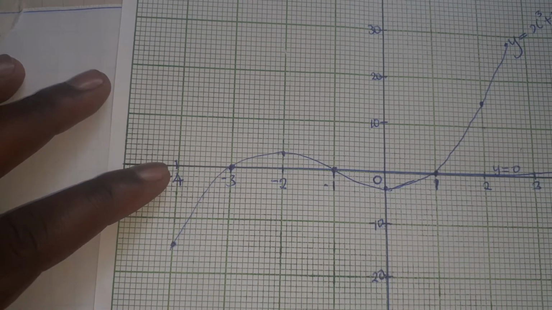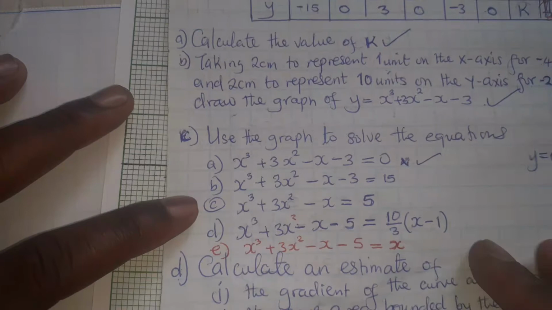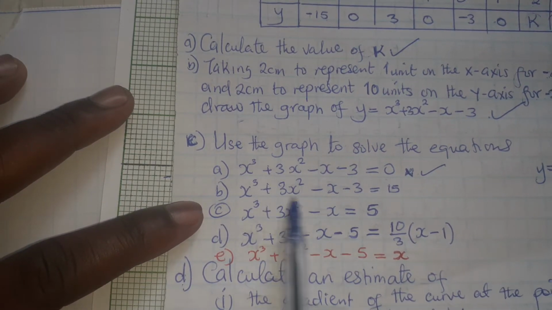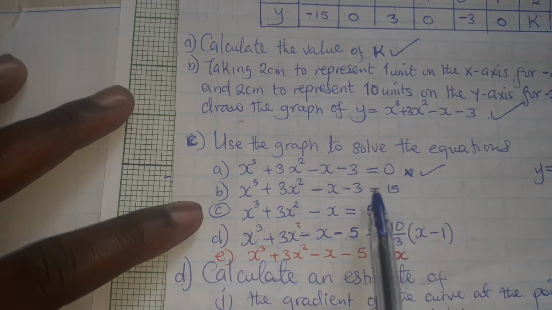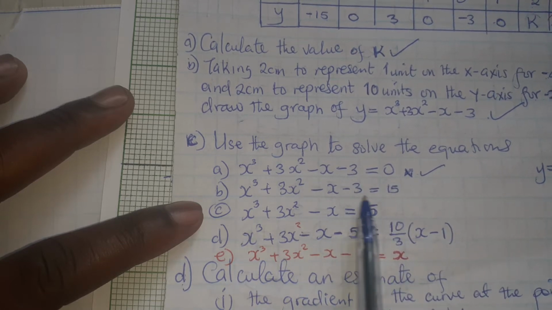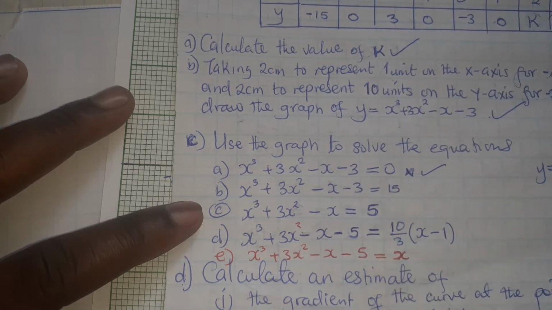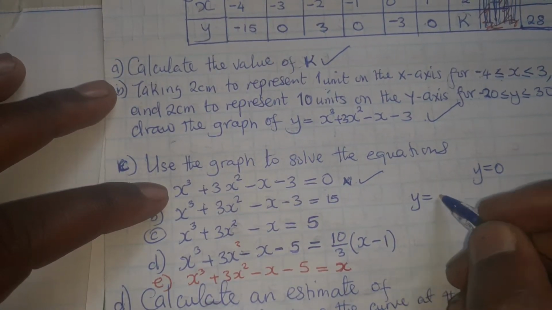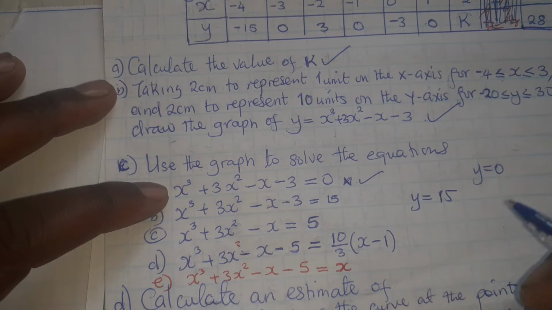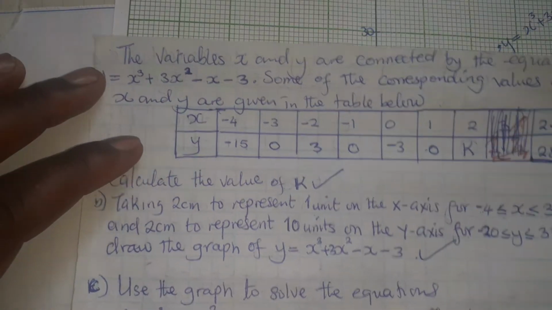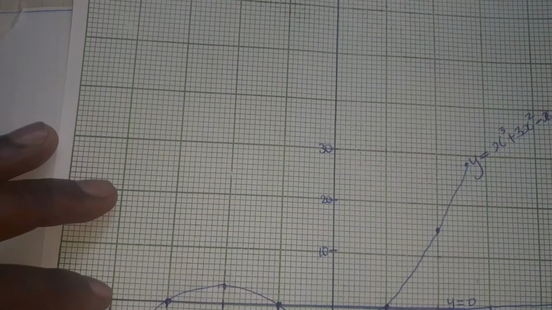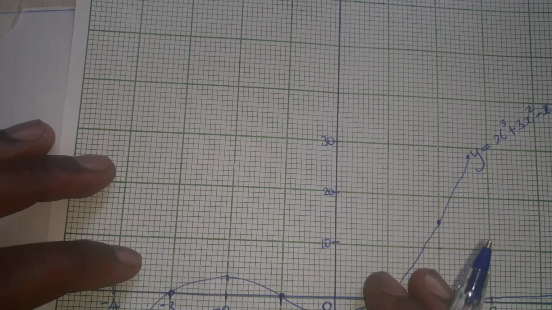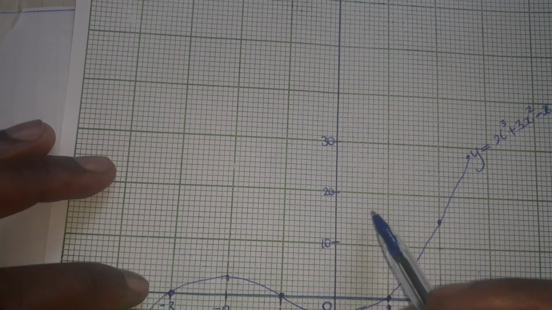So let me go to the next equation. Which one is it? This one. Look at it. The only thing is that the whole equation here has been written as it is. So what are we saying here? Like y is equals to 15. So we go along the y-axis. Where do we have 15? We go back to our graph. Where's our 15?